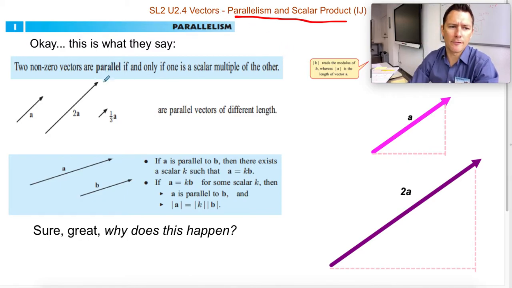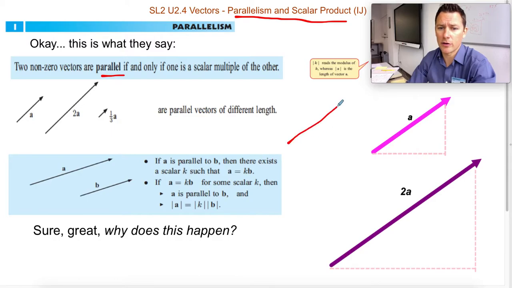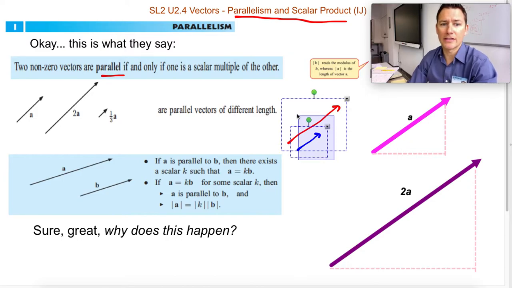So if vectors are parallel, they need to be moving in the same direction. They can be different sizes though, right? You can be moving in a parallel line with somebody else and you move 100 meters and your friend only moves 50 meters. As long as you're in the same direction, you're parallel, right? It doesn't matter the magnitude, right?